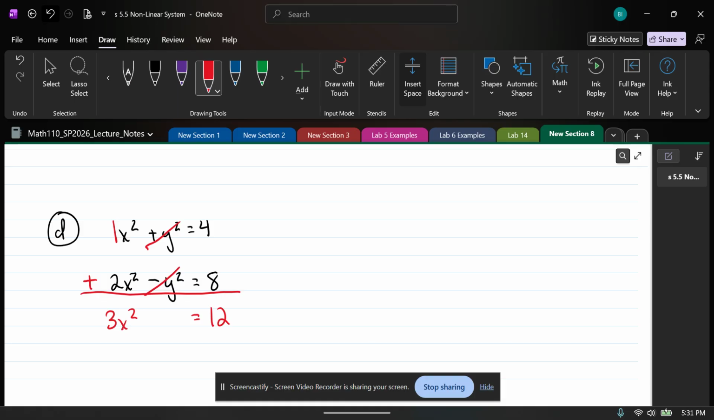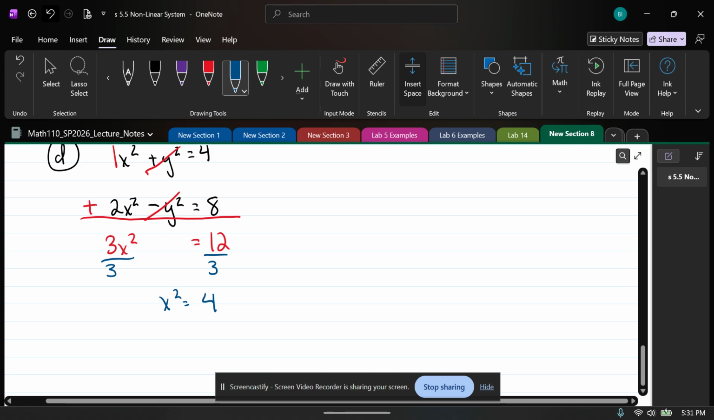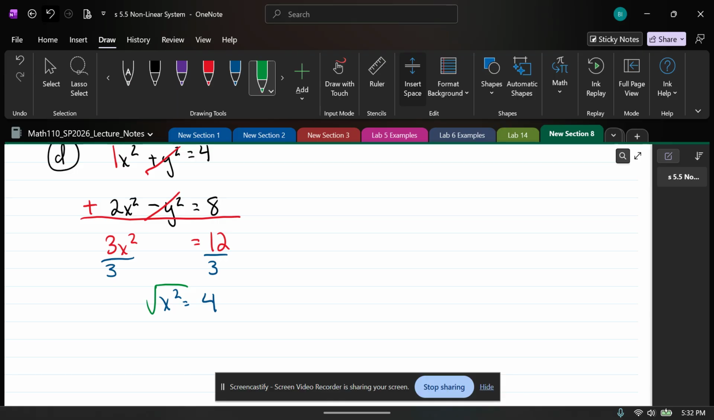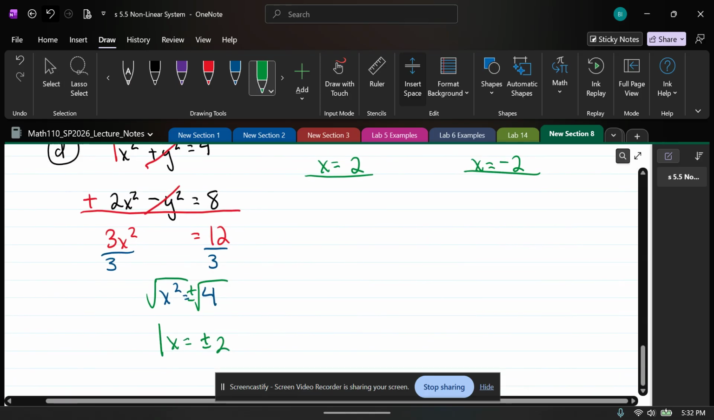So what can I do to get x by itself here? Divide by 3. That gets us x squared is equal to 12 divided by 3, which is 4. And then we're going to take the square root. Anytime I bring the square root to the game, I've got to bring a plus or minus with me. So what is the square root of 4? It's plus or minus 2. So I get two answers here. I get x equals positive 2. I get x equals negative 2. That's what I've gotten there. Two different answers for x.